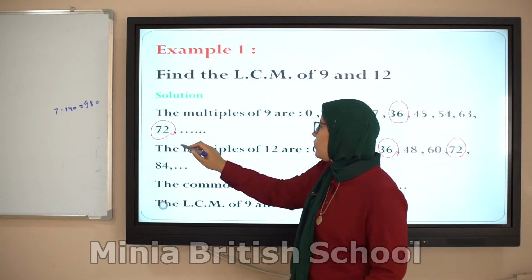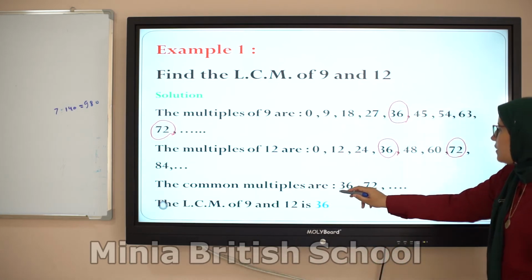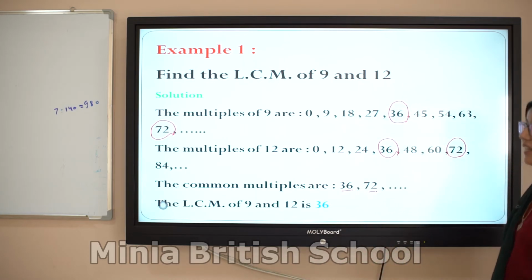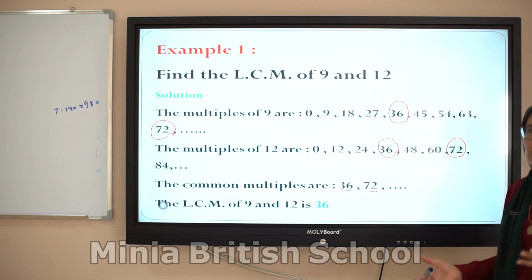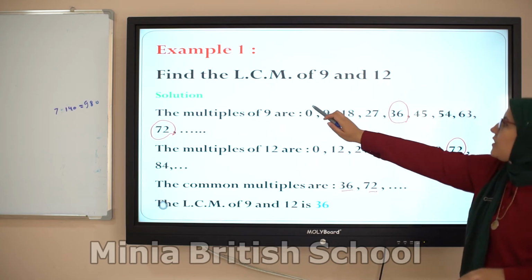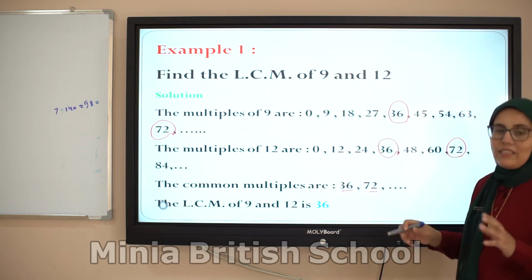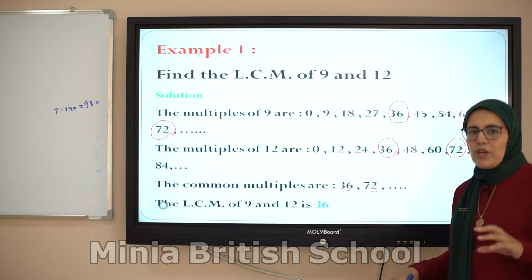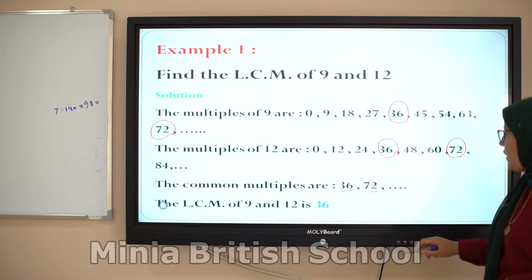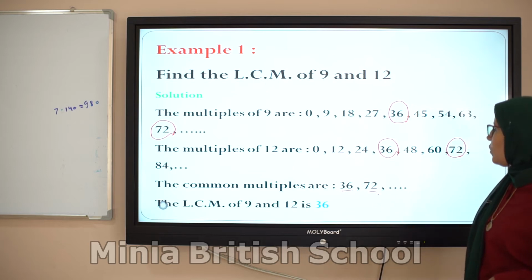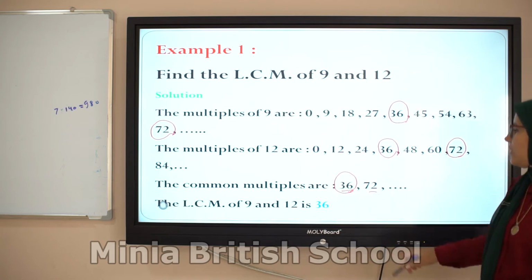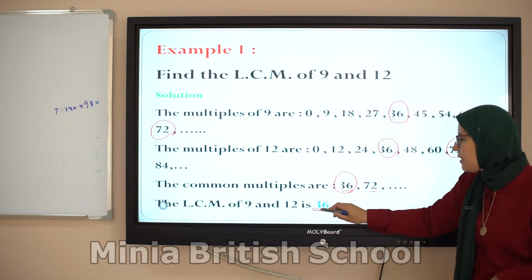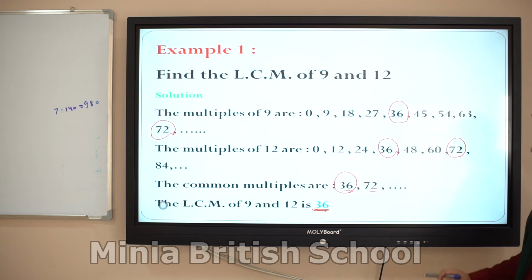So the common multiples here are 36 and 72. I can't write 0 here. Why? Because if I write it here, it will be the lowest common, and he asked me to find the lowest multiple except 0. I can't take this 0. So which one is the lowest or the smallest? Of course, 36. So the lowest common multiple of 9 and 12 is 36. I take the smallest one, and it will be the lowest common multiple.